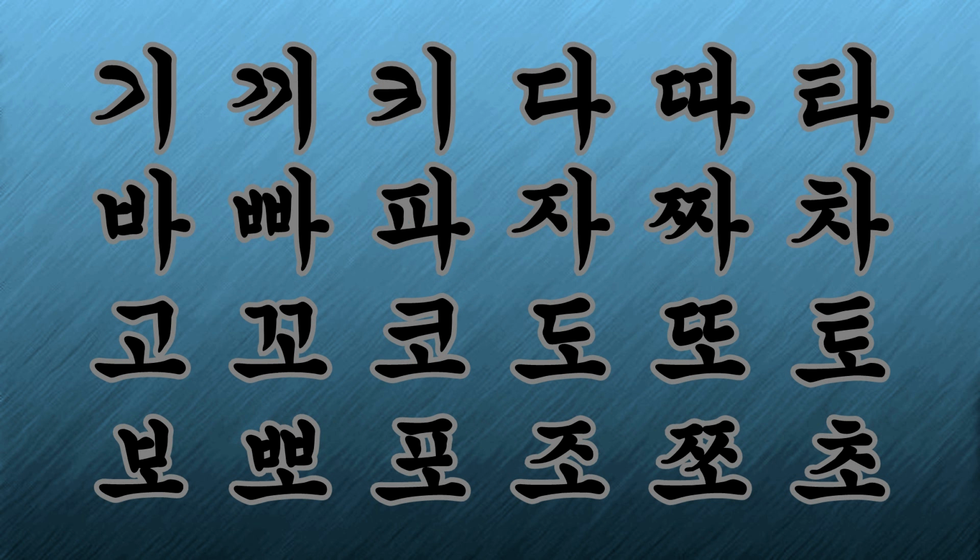Practice reading these syllables on your own. You can pause the video here. Here are the answers. Ki, ki, ki, ta, ta, ta, pa, pa, pa, cha, cha, cha, ko, ko, ko, 도, 또, 토, 보, 뽀, 포, 조, 조, 초.